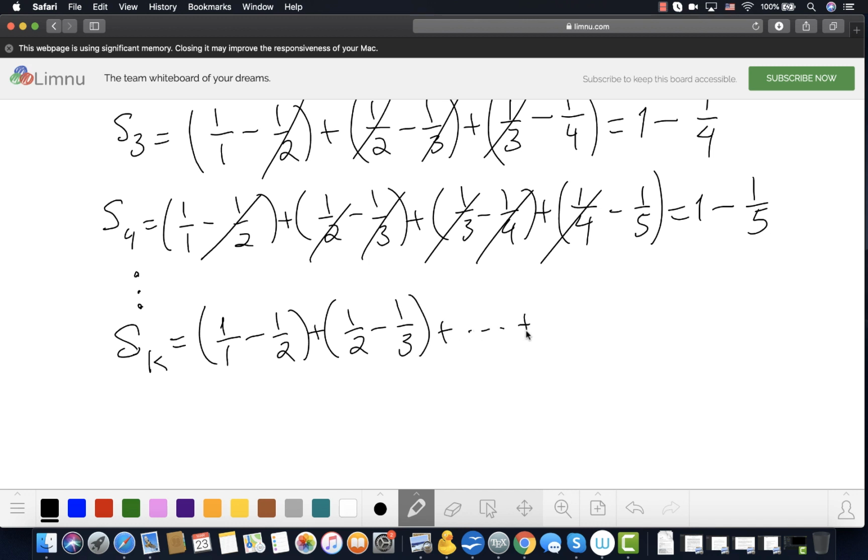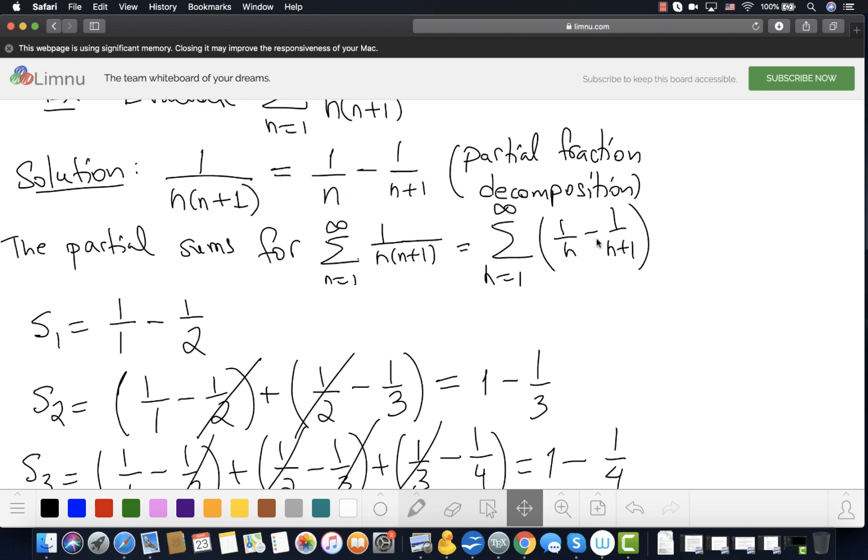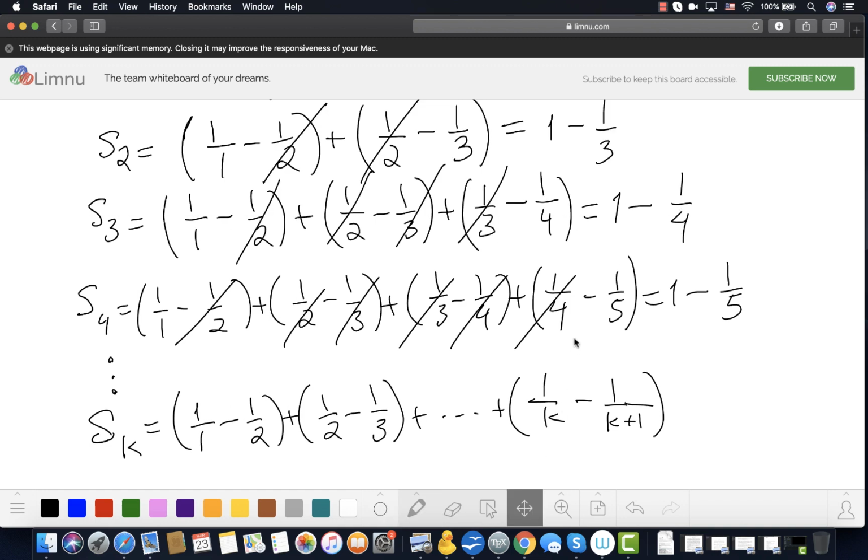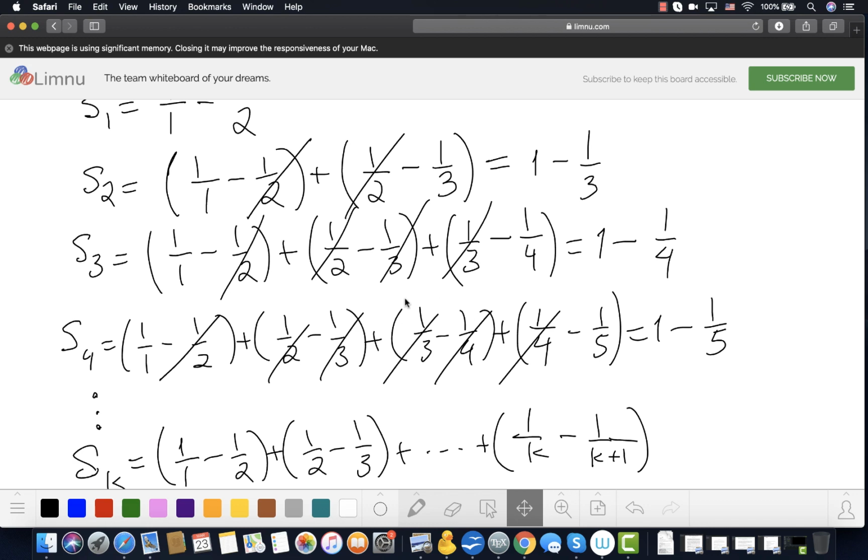And so I'm just getting this. So the last term is going to be 1 over k minus 1 over k plus 1, because this is the term that corresponds to the kth term of this sequence. That's when you get 1 divided by k minus 1 divided by k plus 1. And we see, just by looking at the previous 4 lines, that cancellations happen.